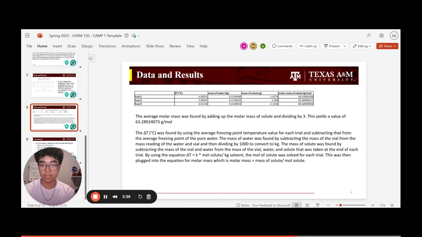By using the equation delta T equals Kf times moles of solute divided by kilograms of solvent, the moles of solute was solved for in each trial. This was then plugged into the equation for molar mass, which is molar mass equals mass of solute divided by moles of solute.